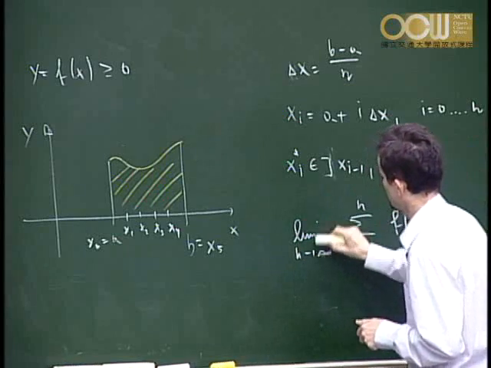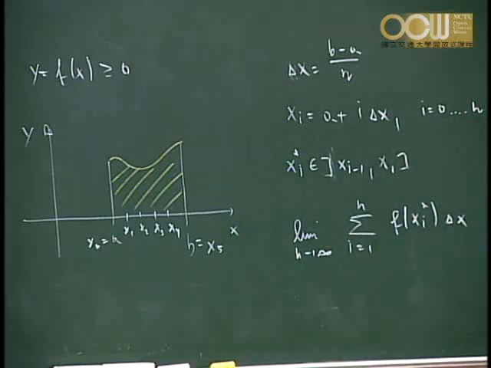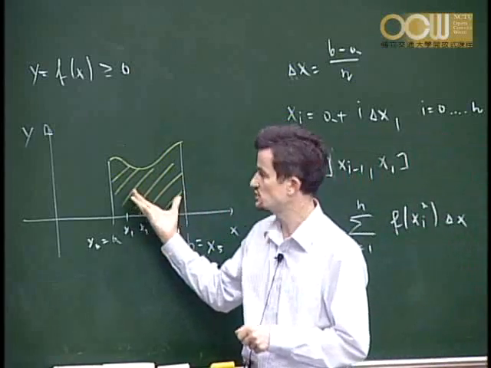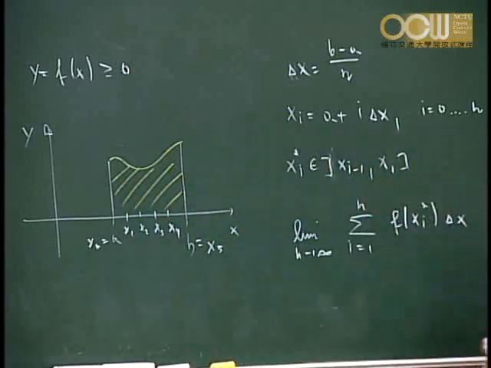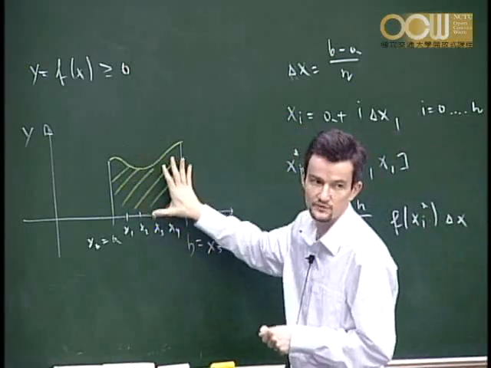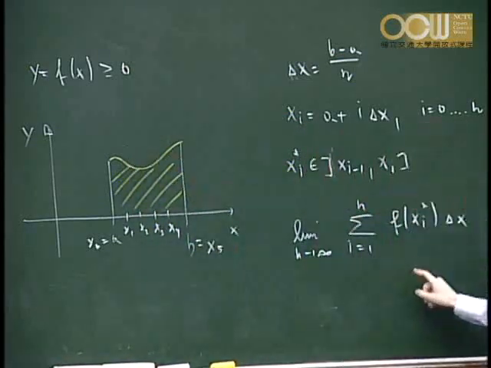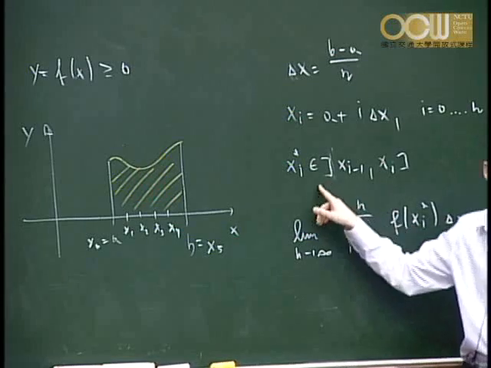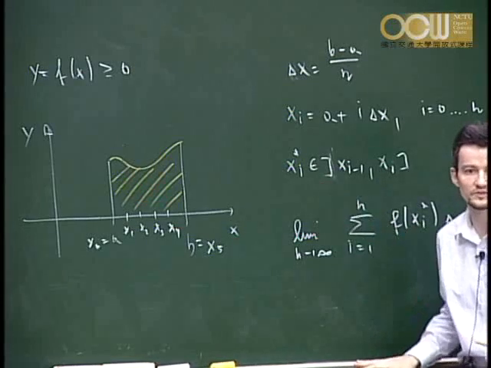And if this limit here exists, then we are going to say that this area has meaning. The area of the region has meaning, and we assign to the area of the region this number here. Of course, it's not enough that this limit exists. The limit should also be independent of the sequence of sample points you choose.